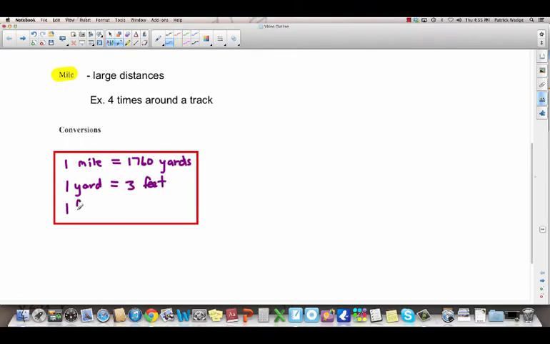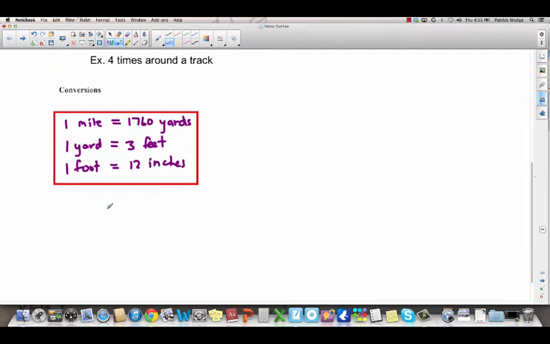And 1 foot is equal to 12 inches. Okay, so already got 3 different numbers to memorize, 1,760, 3, and 12. However, I did tell you you don't have to memorize these. I'll give you these on quizzes and tests. There are 2 others that you might want to also write down if you want. This is all you need. You can get everything you want using these 3, but you can speed things up for yourself if you also write these ones down. If we wanted to switch miles to feet, well, 1 mile is 1,760 yards, and every yard is 3 feet. So what would we do?